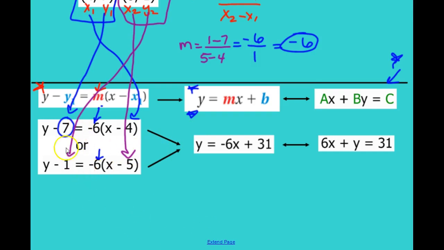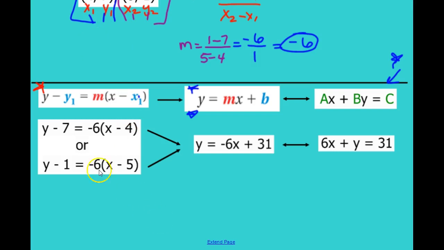Because I have space underneath this bottom equation, let me erase those lines there. I'm just going to use this one. If you wanted to use the first equation, you can. You'll get the same answer. So if I distribute here, negative 6x, a negative times negative is a positive 30.